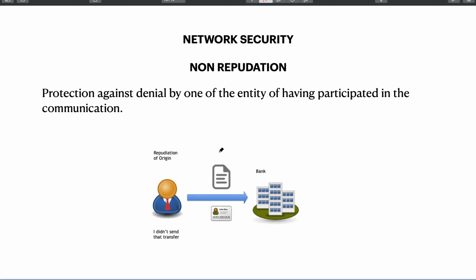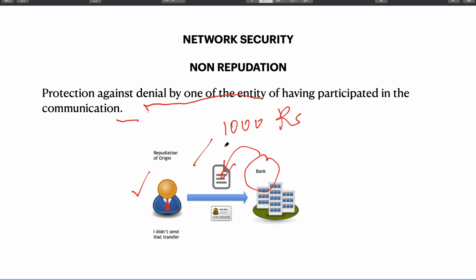Now, non-repudiation. Nowadays, non-repudiation is an important feature that is required. If you're doing a bank transfer and after some time you claim that you haven't done that bank transfer, there are such fraudulent users. Non-repudiation is protection against denial by one of the entities of having participated in a communication. If a person sends a transaction instruction to the bank saying to transfer 1,000 rupees to a particular account, and after some time denies that he asked for or initiated this transfer, the bank would be liable to deposit that 1,000 rupees back to his account. Non-repudiation protects against this: the person cannot deny the origination of this message, that is, he cannot deny that he gave the bank an instruction for the transfer. That is what is meant by non-repudiation.